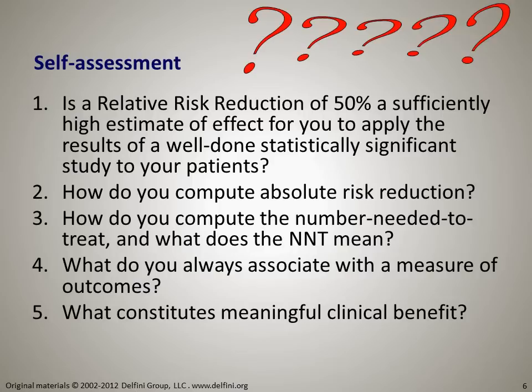Number 2. How do you compute absolute risk reduction? Number 3. How do you compute the number needed to treat, and what does the NNT mean? 4. What do you always associate with the measure of outcomes? And lastly, 5. What constitutes meaningful clinical benefit?